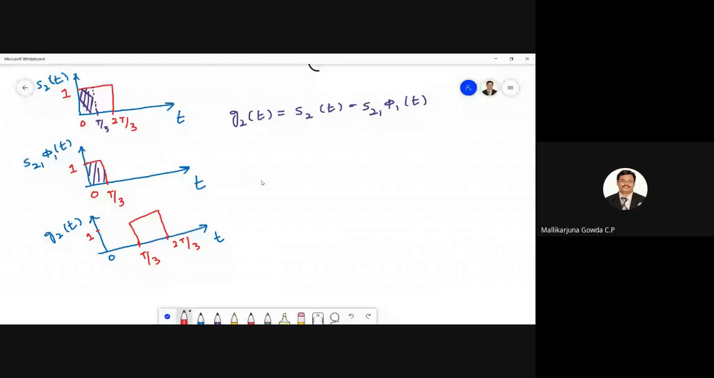So what I can say, G2 of t will be equal to 1 over the interval t by 3 to 2t by 3, and it will be 0 elsewhere.